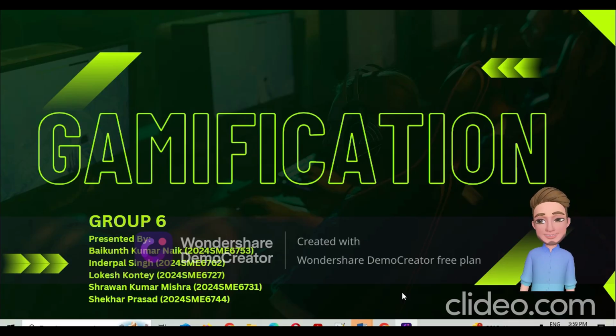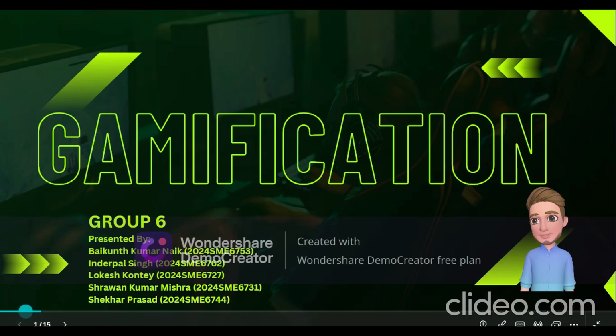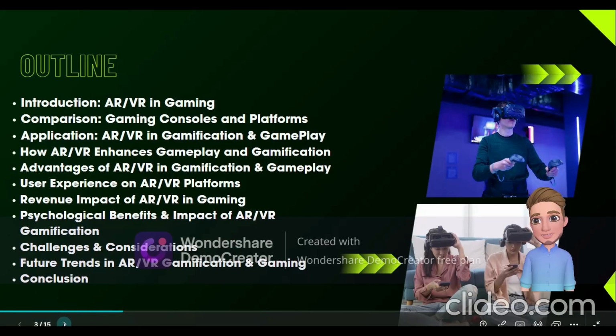Apart from this, AR and VR increase the gamification experience by giving different kinds of bonuses, like reward systems, by providing badges, by providing leaderboards. So many things we can use for these.